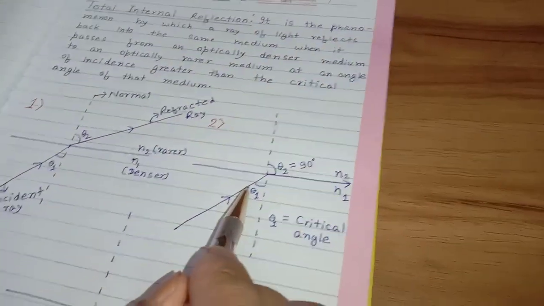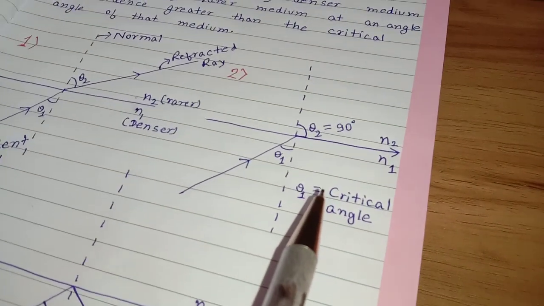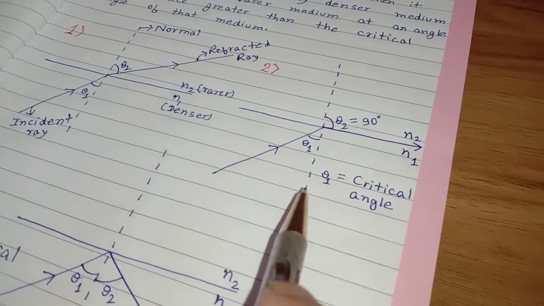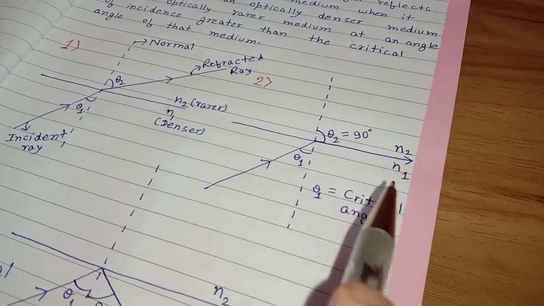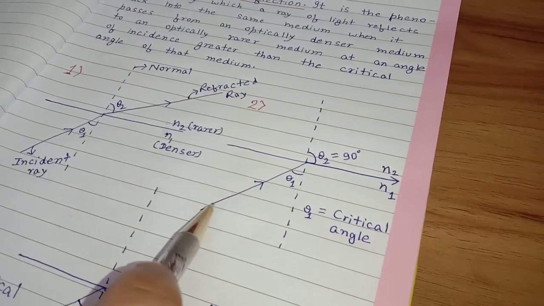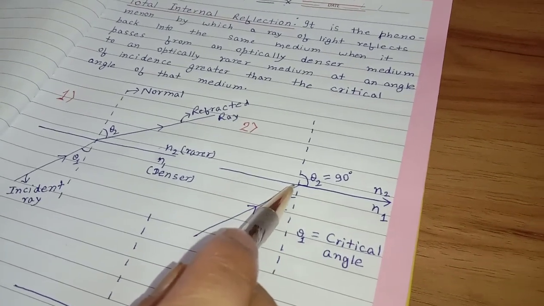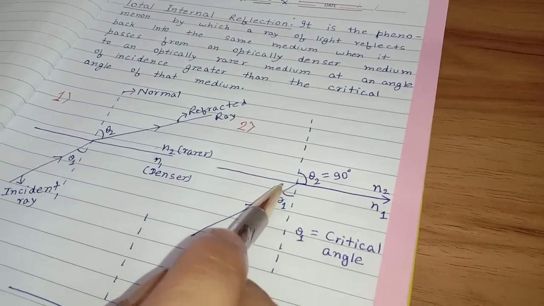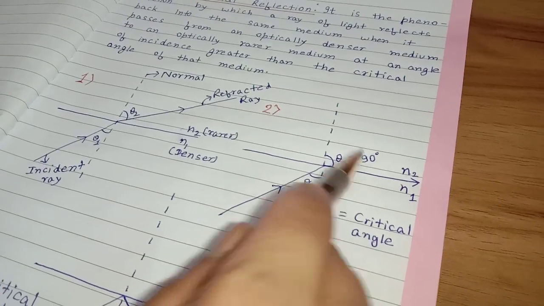Now we'll go to the second diagram, where we'll understand the critical angle. Critical angle is very important. If you understand the critical angle, I think total internal reflection will be quite easy to understand. So for the critical angle, the definition is this: when a ray of light passes through a denser medium and gets refracted into the rarer medium at an angle of refraction of 90 degrees.